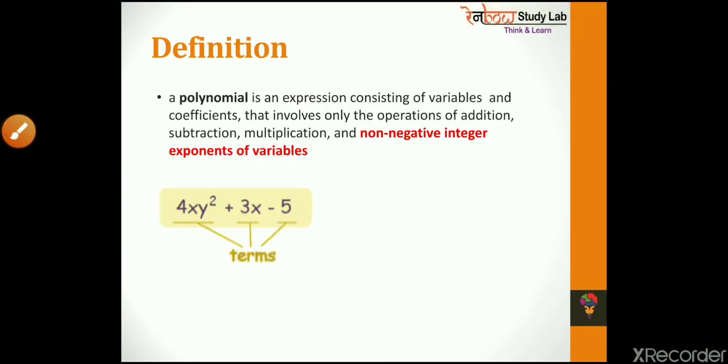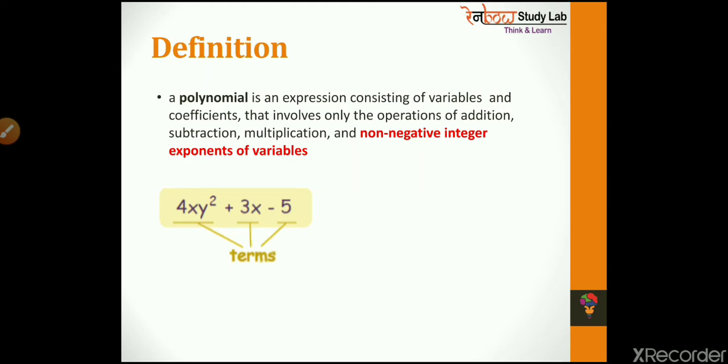So now we'll understand the exact definition. A polynomial is an expression consisting of variables. I'll explain each term. First, we'll go through the definition. A polynomial is an expression consisting of variables and coefficients that involves only operations of addition, subtraction, multiplication, and non-negative integer exponents of variable. It's a little complicated, but we'll understand each term, and it becomes easy. What do you mean by expression first?